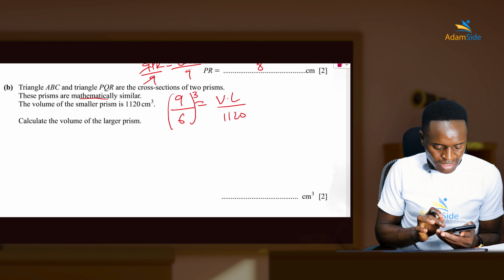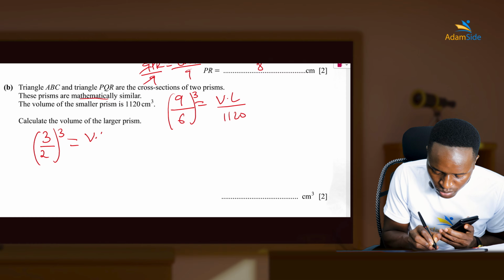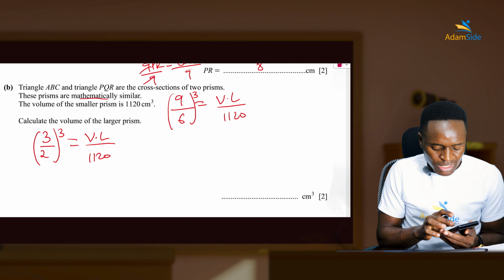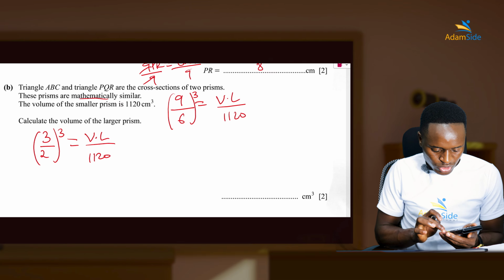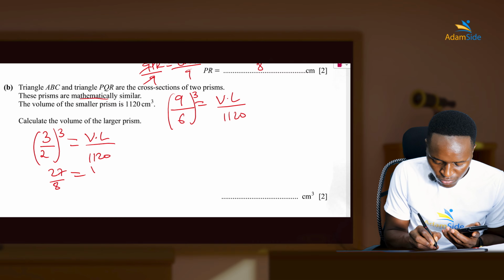So you can just say 9 divided by 6. What do you get? You get 3 over 2. So you have 3 over 2 cubed is equal to volume over 1,120. After that, we can cube our answer. We'll cube it and you'll get 27 over 8 is equal to volume over 1,120.